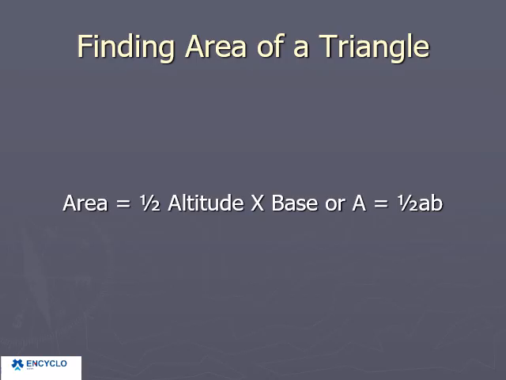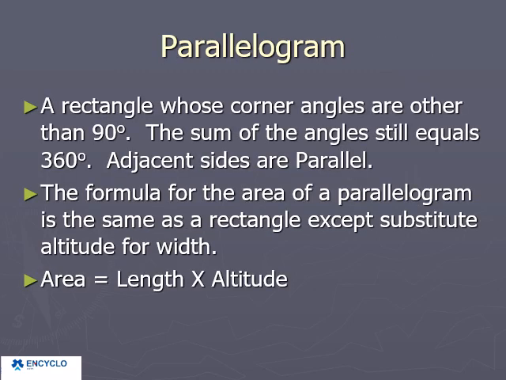To find the area of a triangle, use the formula 1/2 times the base times the height, that is, area equals 1/2 A times B. A parallelogram is a four-sided figure with opposite sides that are equal and parallel. Unlike a rectangle, its corner angles are not 90 degrees. Its area is calculated by multiplying the base by the altitude.